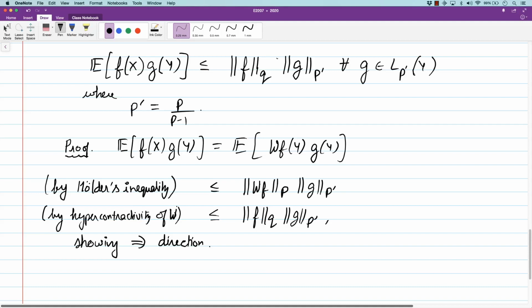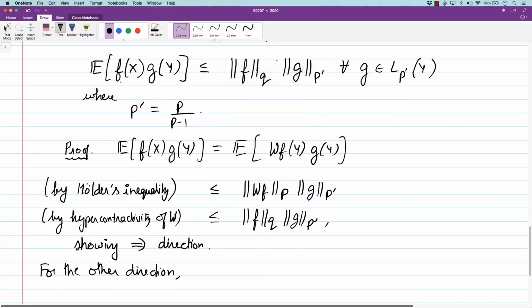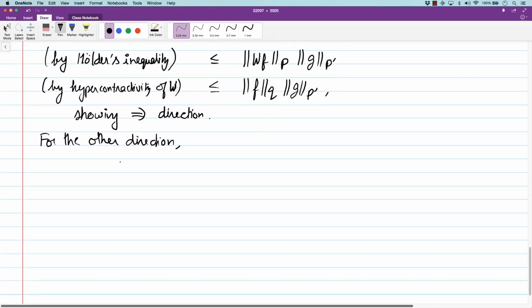By hypercontractivity of W. And now for the other direction, suppose this inequality holds for all G, then consider F in L^q(X). Okay. That's what we need to consider here.